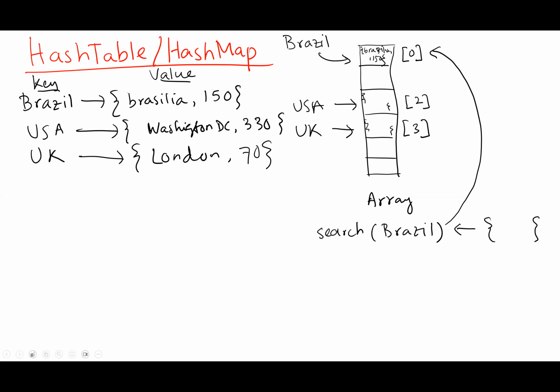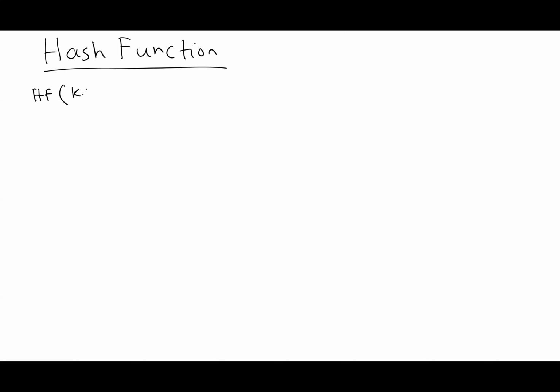There, the trick is something called a hash function. So let's talk about the hash function. That is the trick. A hash function is something that takes the key and converts it into an index. That means, suppose we have some kind of hash function that takes Brazil and converts it into 0.